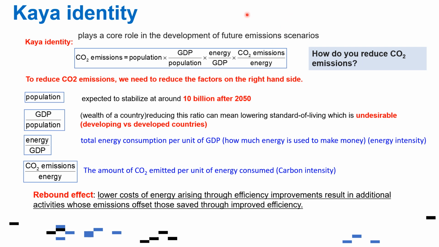Now, in most cases, come the last two terms: energy per GDP and CO2 emissions per energy. We call energy per GDP the energy intensity, and CO2 emissions per energy the carbon intensity. So this is not emissions intensity, but carbon intensity. Energy per GDP refers to the total energy consumption per unit of GDP, or how much energy is used to make money or for the economy.